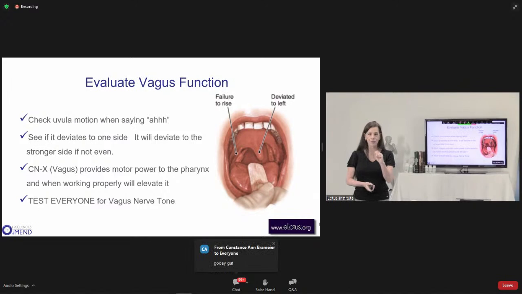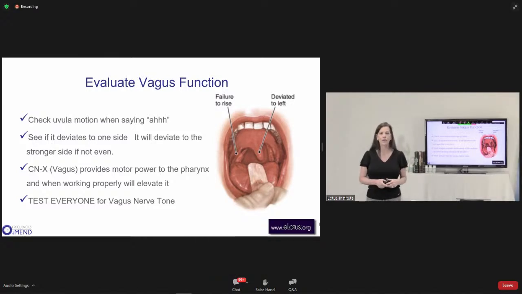And super, super easy to do. You just depress the tongue so that you can see the uvula, and then you have the patient go, ah. And then when they do that, you can see which direction the uvula is going to. The uvula will always point to the direction for the side that is working, because that is the muscle that has tone, or it raises up in the center and both sides are working.